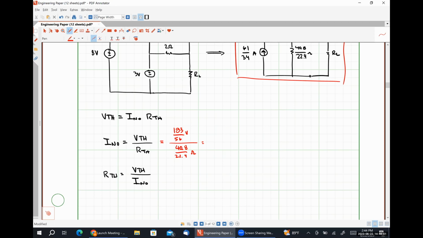Hope that my mental math when I was doing the resistance combinations comes out to be correct. I get 1.794 and some change amps. 61 divided by 34 is 1.79411 some change.